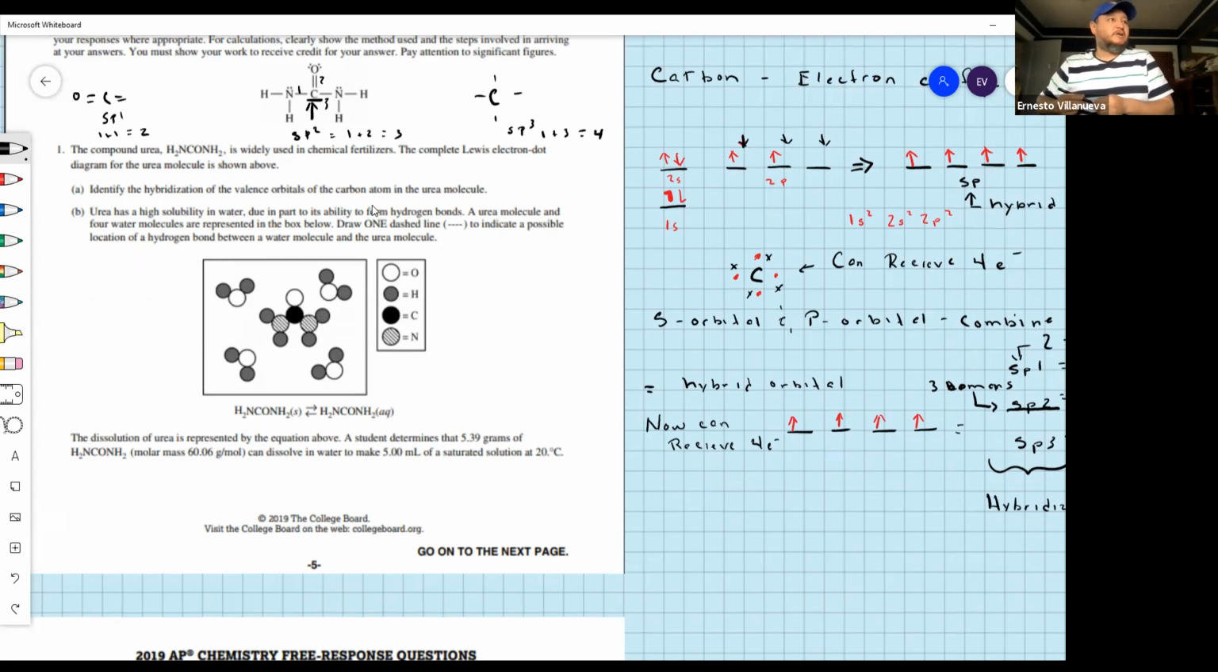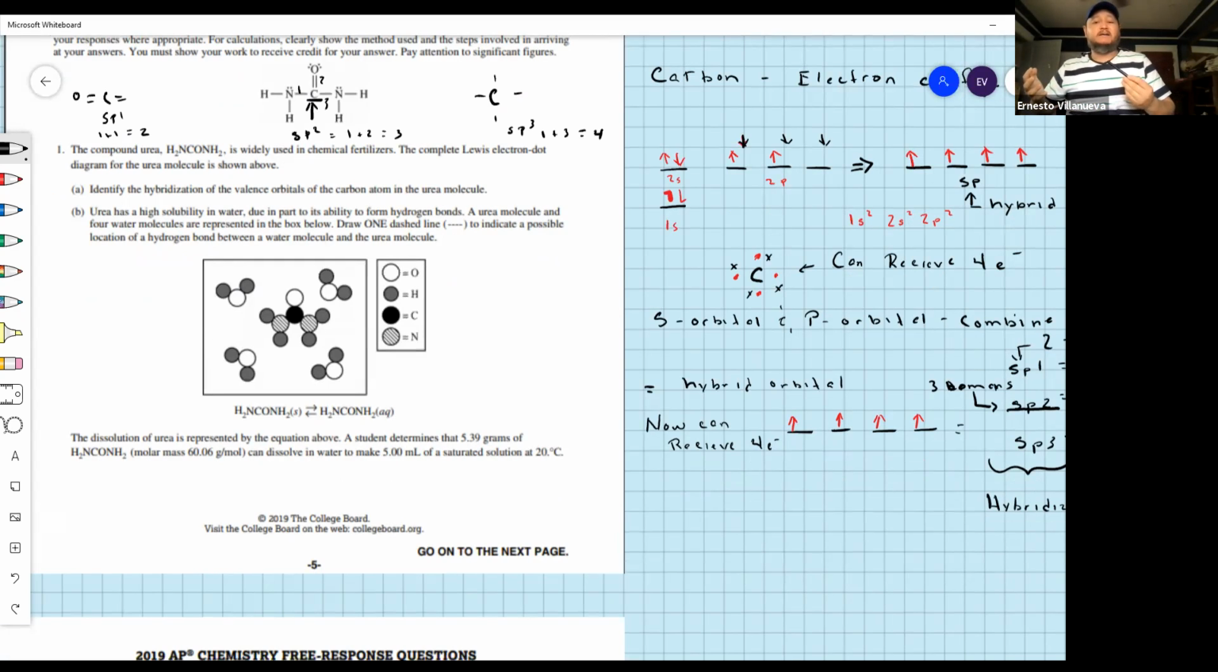Urea has a high solubility in water due in part to its ability to form hydrogen bonds. A urea molecule and 4 water molecules are represented in the box below. Draw 1 dashed line to indicate a possible location of a hydrogen bond between a water molecule and a urea molecule. Okay.